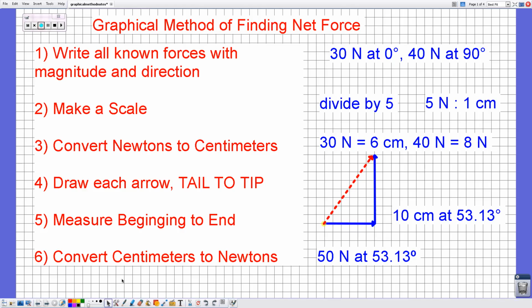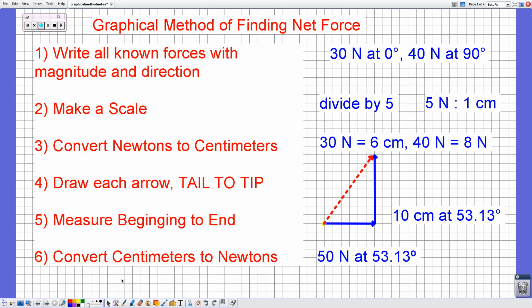Alright class, if you're watching this, it's because you did not do well on your graphical method quiz. And I want to go over the basics with you one more time before you are allowed to do the retake. Alright, so here's everything we know about the graphical method.